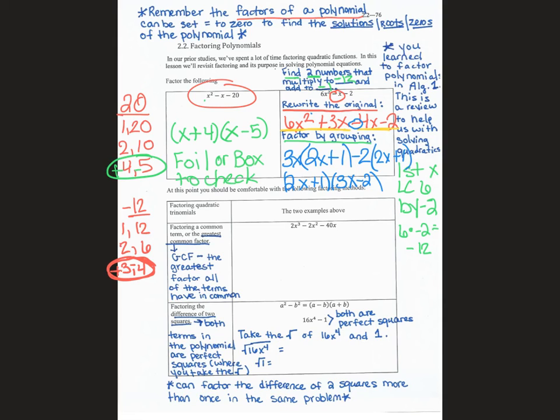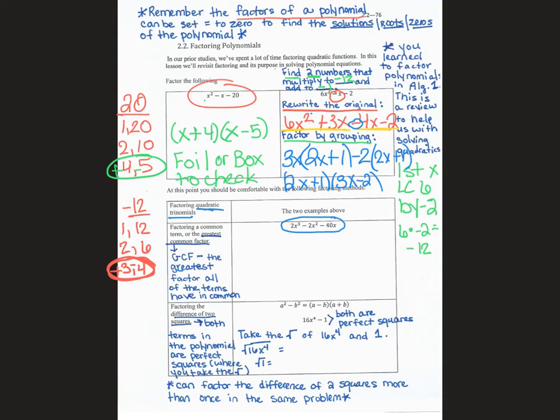I know it seemed like we went a little fast, but we're going to keep practicing as we go on. So now we're going to factor quadratic trinomials. Remember, a quadratic starts with x squared. So if I look at this example right here, does it start with x squared? No. So in order for me to be able to factor it and turn it into a quadratic trinomial, the first thing I'm going to look for is a greatest common factor.